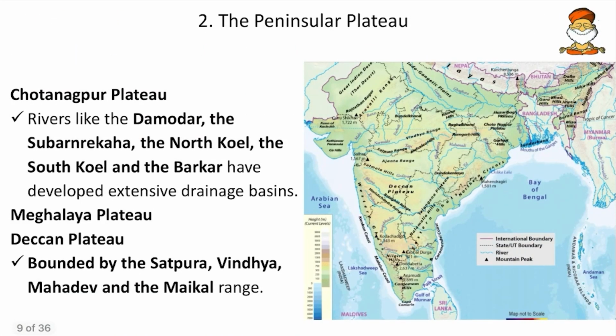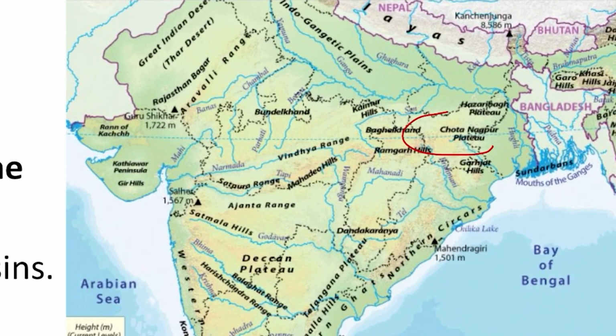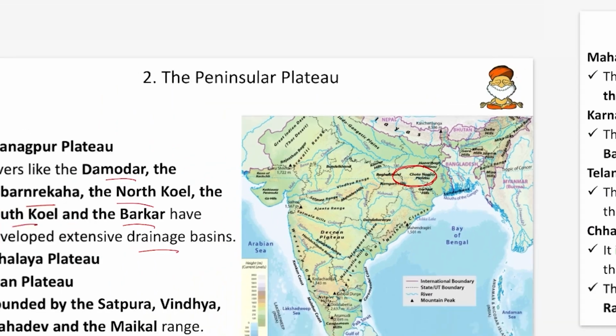Then coming to next, the Peninsular Plateau. Here also in Peninsular, many questions have come. So we have a brief discussion. So Chota Nagpur Plateau: rivers like Damodar, then the Subarnarekha, North Koel, South Koel and Barkar have developed an extensive drainage basin. All these rivers flow in the Chota Nagpur Plateau. So here we have this Chota Nagpur, and around this all these rivers flow.